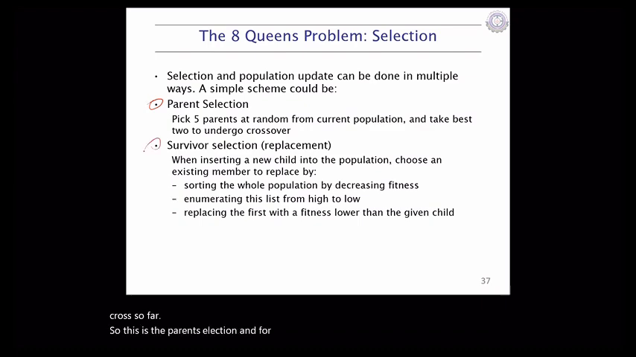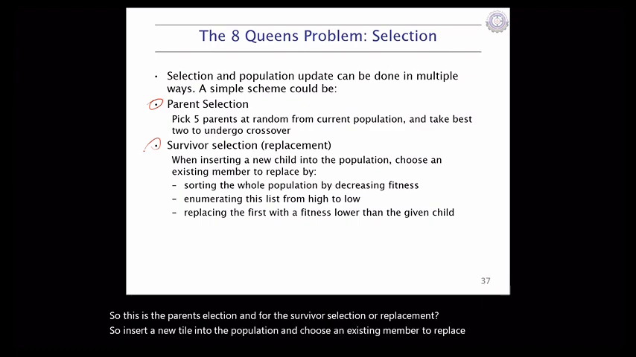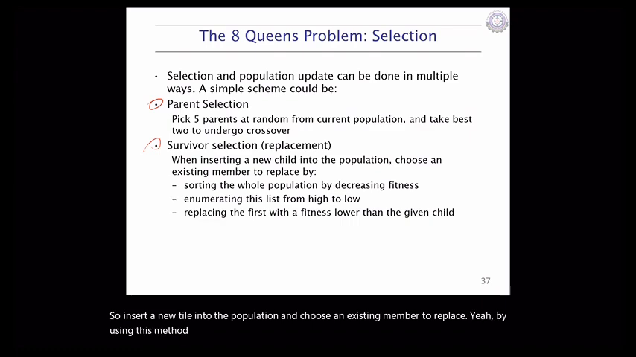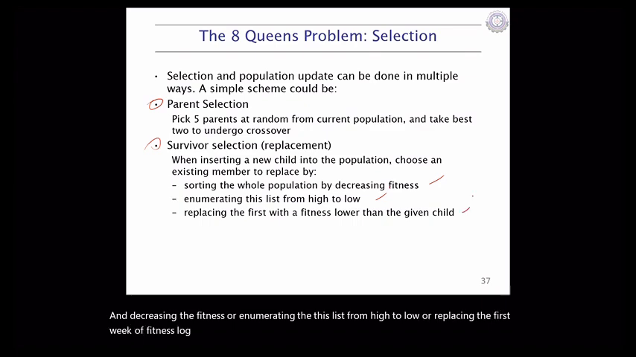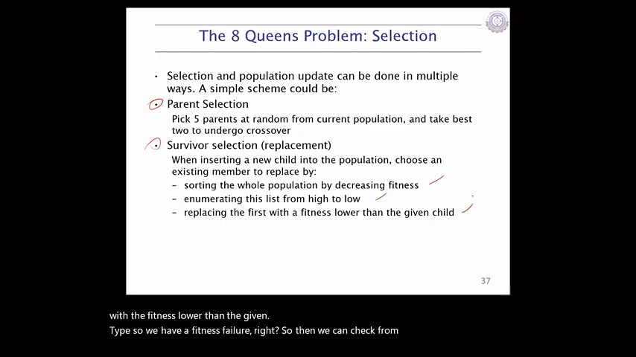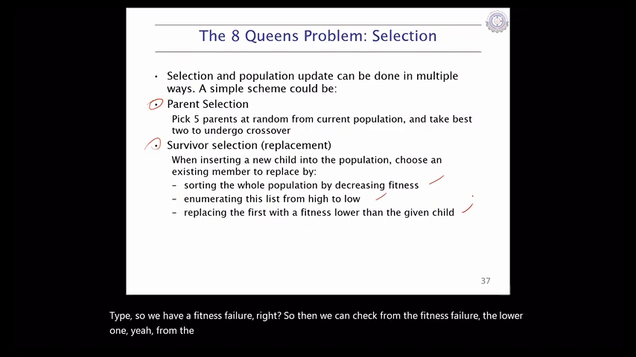And for the survivor selection or replacement, you insert a new child into the population and choose an existing member to replace. By using this method, sorting the whole population by decreasing fitness, or enumerating this list from high to low, or replacing the first with a fitness lower than the given child. So we have a fitness value, right? So then we can check from the fitness value, the lower one, from the first, from the previous. And then we replace the member.